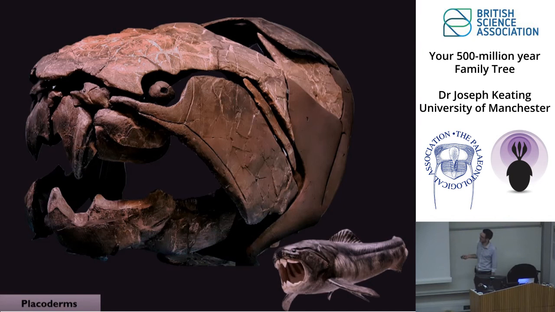So if I could borrow a volunteer. I've prepared a size diagram for you. I was hoping to bring some fossils from the Natural History Museum. They've let me down. Right, if you hold on to that end. So this is the size of this fossil. It's called Dunkleosteus. And it was one of the largest placoderms and one of the largest predators alive at the time.